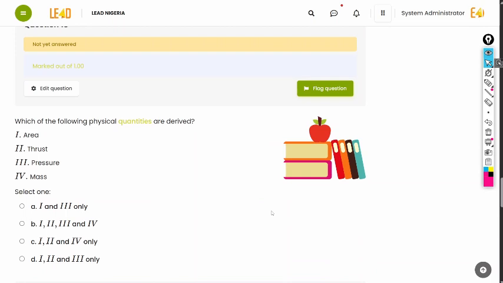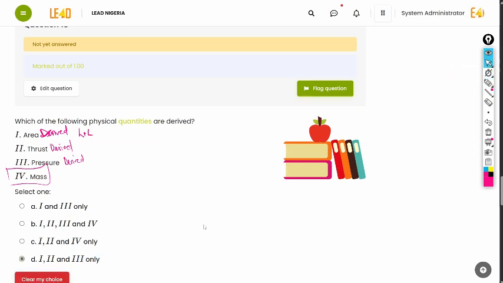It says, which of the following physical quantities are derived? Area is derived, all right, because area is length times length, right? Thrust is derived. Pressure is also derived, all right. So the only one that is not derived here is mass. The correct option is the option that says 1, 2, and 3. 1, 2, and 3 are derived quantities.